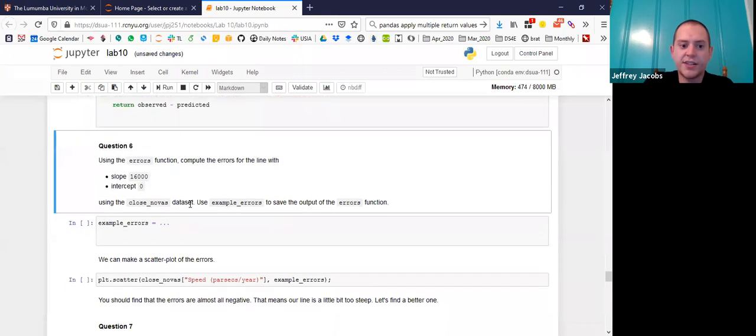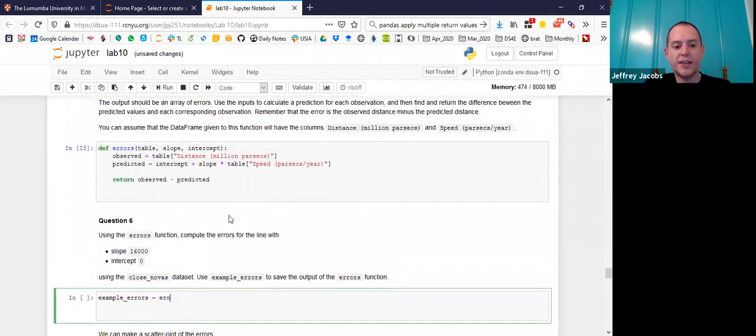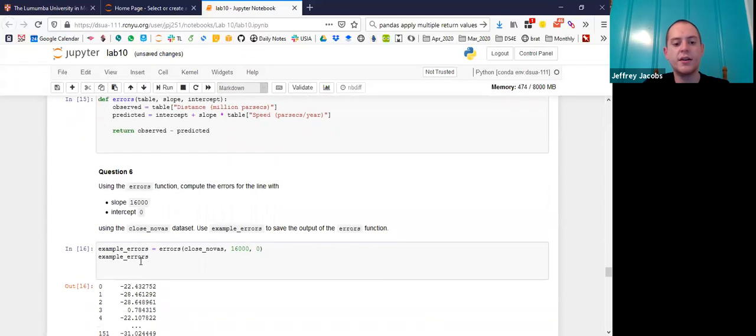And now using the errors function, it wants you to compute the errors for a line. Let's say we just guessed a best fit line with a slope of 16,000 and an intercept of 0. So now we can use our errors function. The first argument is table, so we give it the close novas table. The second argument is slope, so we give it 16,000. And the third argument is intercept, which is 0 in this case. So that's our call, but I'm also going to print out example errors just so you can see.